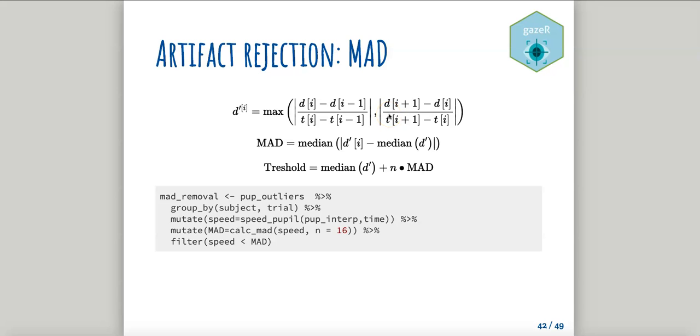Once you've calculated the speed of the pupil, what you need to calculate is the MAD, the median absolute deviation. And that's simply the median of the entire sample minus this d prime i variable. Then you need to calculate the threshold, which is just the median of the sample, plus n, which is a constant. The larger n is, the more extreme values that are needed to trigger the cleaning process, times MAD, this median absolute deviation variable. And that's encapsulated right here in the speed_pupil function and also the calc_mad function.